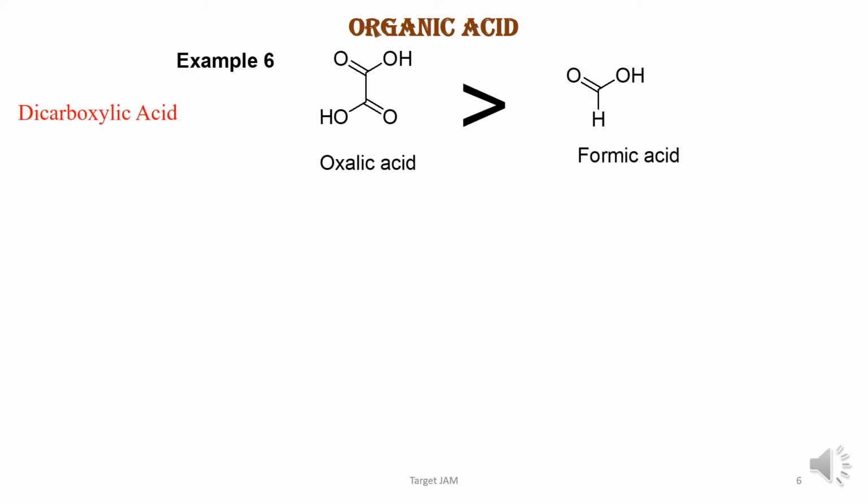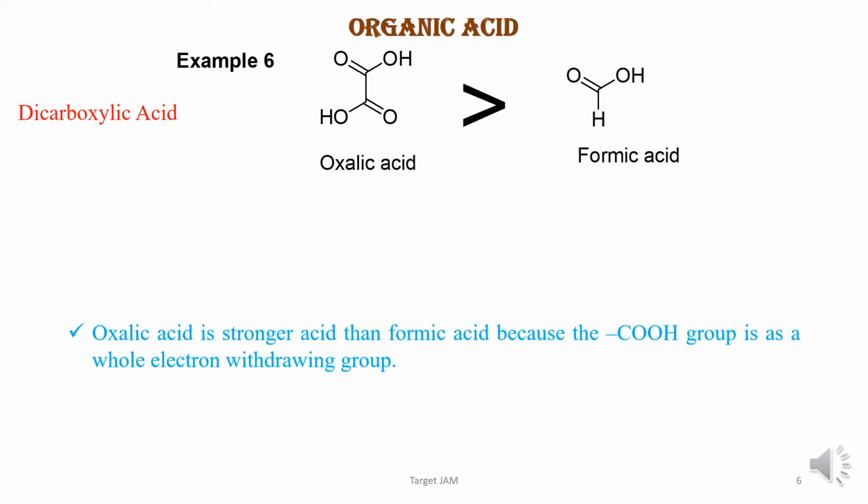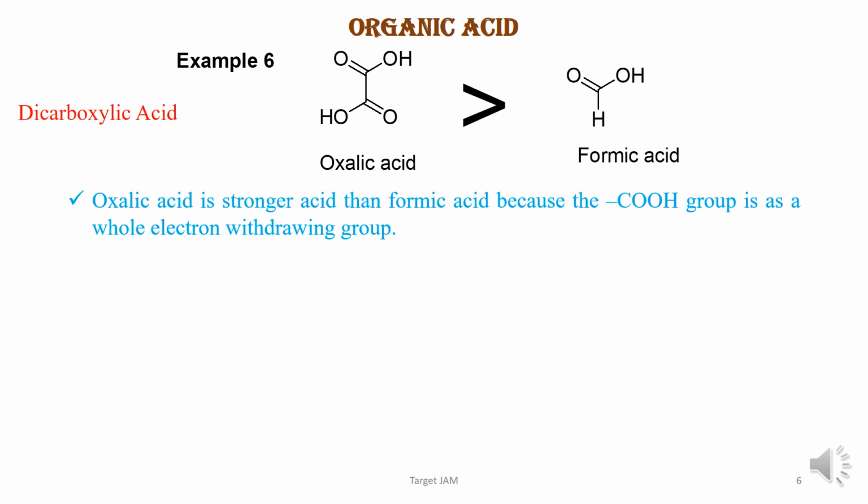Now, between oxalic acid and formic acid, oxalic acid is the stronger acid. It is stronger than formic acid because the COOH group as a whole is an electron withdrawing group. So, in oxalic acid, each COOH group increases the acid strength of the adjacent COOH group. So oxalic acid is a stronger acid than formic acid.